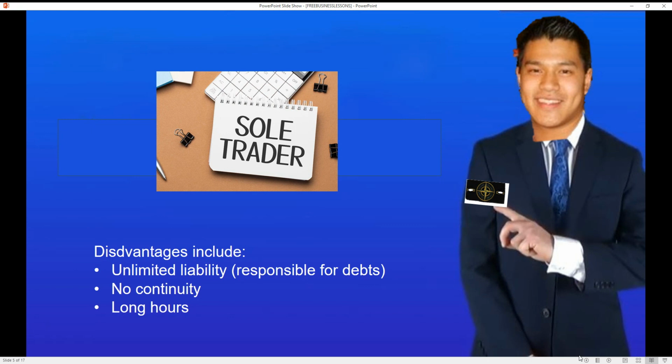Another disadvantage is there's no continuity in sole traders. What I mean by that is if you die, the business ceases to exist. Or a slightly less morbid version, that is if you're sick, the business tends to close down. You might have employees to help you, actually, but if you're sick long term, the business is going to suffer. You have to work really long hours, which puts a strain on your mental health and relationships. And that can obviously have a really bad effect on your physical health.